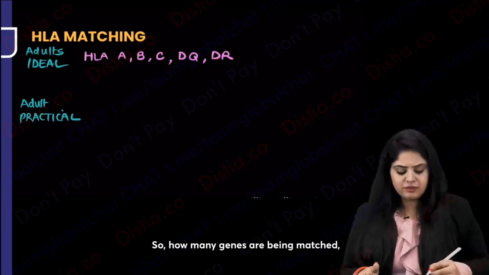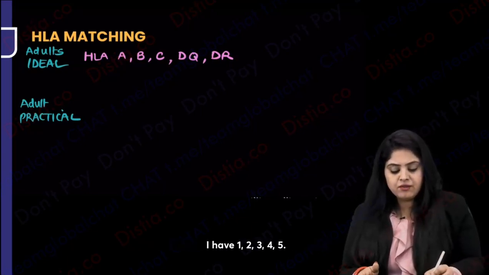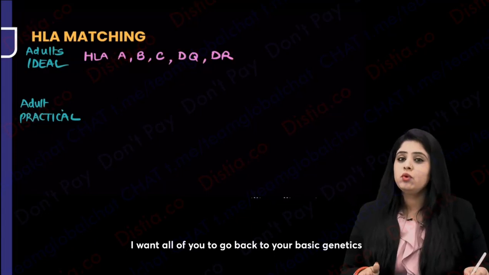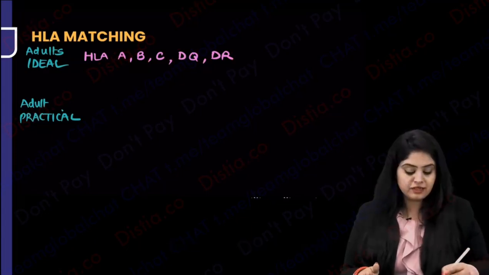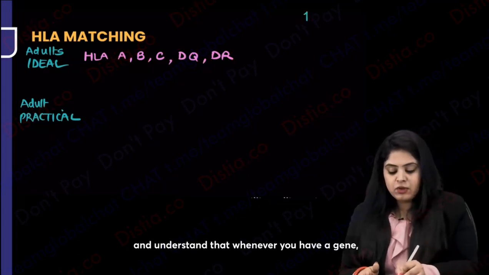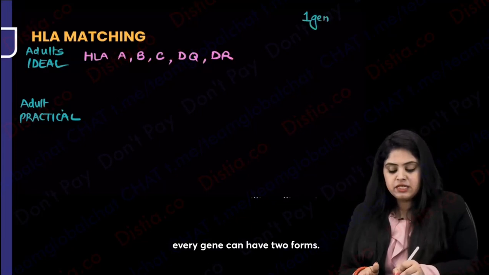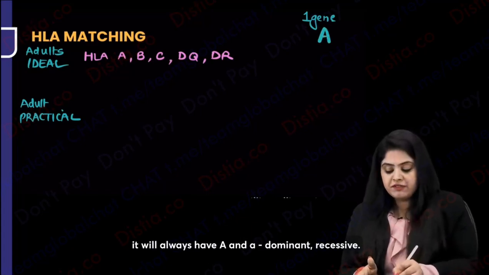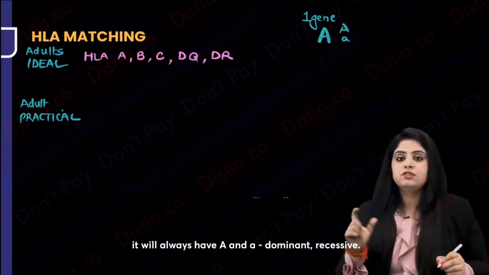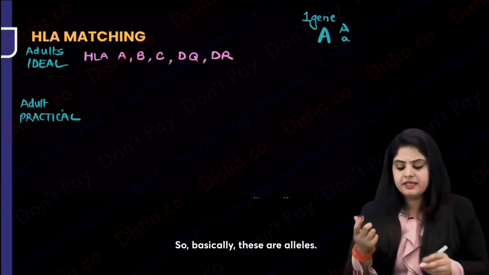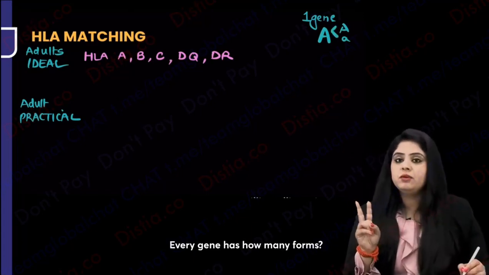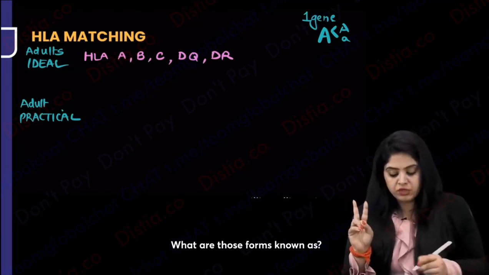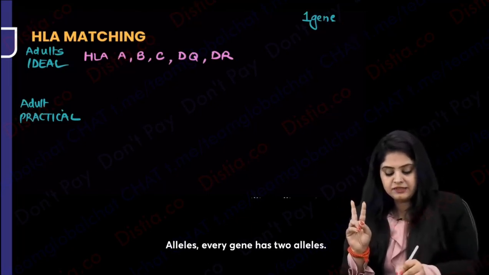So how many genes are being matched? Can you count for me? I have 1, 2, 3, 4, 5. I want all of you to go back to your basic genetics and understand that every gene can have two forms. For example, if there is a gene, it will always have capital A and small a, dominant, recessive. So basically these are alleles. Every gene has how many forms? Capital and small, two forms. What are those forms known as? Alleles. Every gene has 2 alleles.